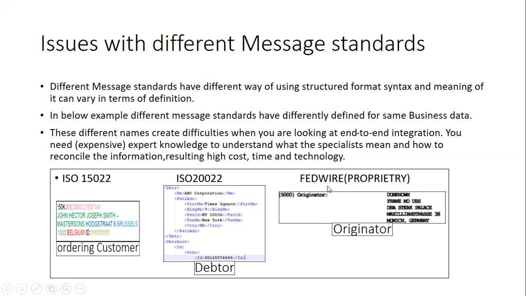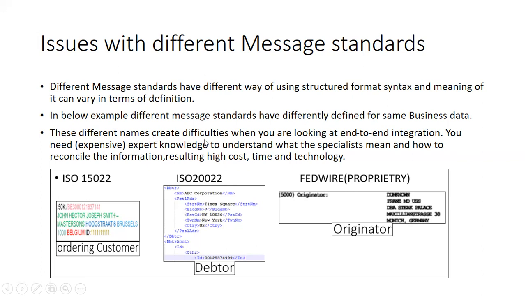Similarly, this one is Fedwire. Fedwire has its own way again. Under the 5000 tag, originator, you give the name followed by the address and so on. So you can see there are different ways of communicating in the banking industry, in terms of the payment, at least for sending the 50K details.